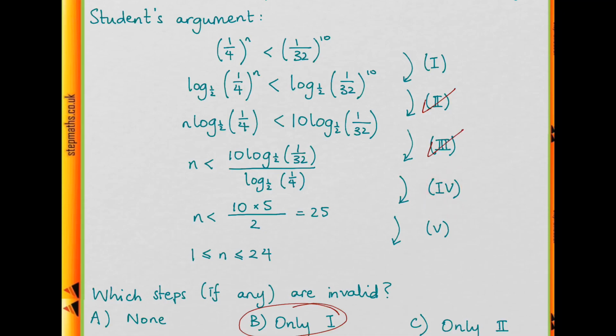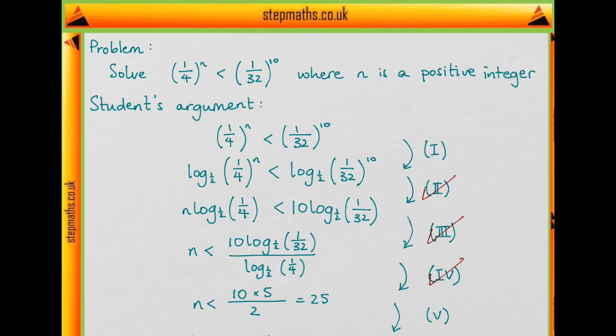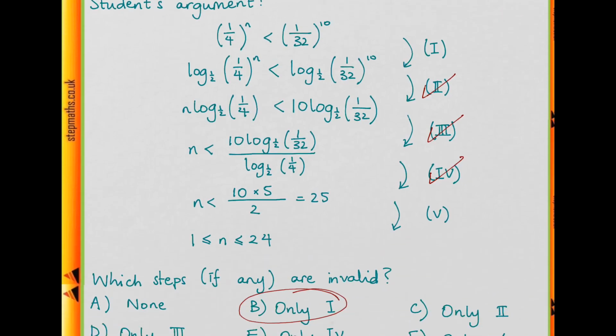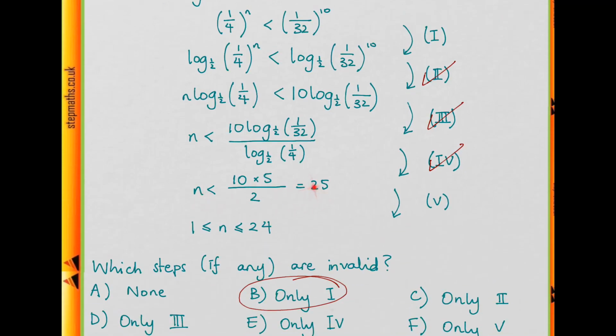For step 4, if you raise a half to the power of 5, you get 1/32. So log base a half of 1/32 is indeed going to be 5. And similarly, a half to the 2 is going to give you a quarter, so log of a quarter is going to be 2. So step 4 is also good. And for step 5, we've got a positive integer, and it's going to be strictly less than 25. So it can only be an integer between 1 and 24, so 5's also good.